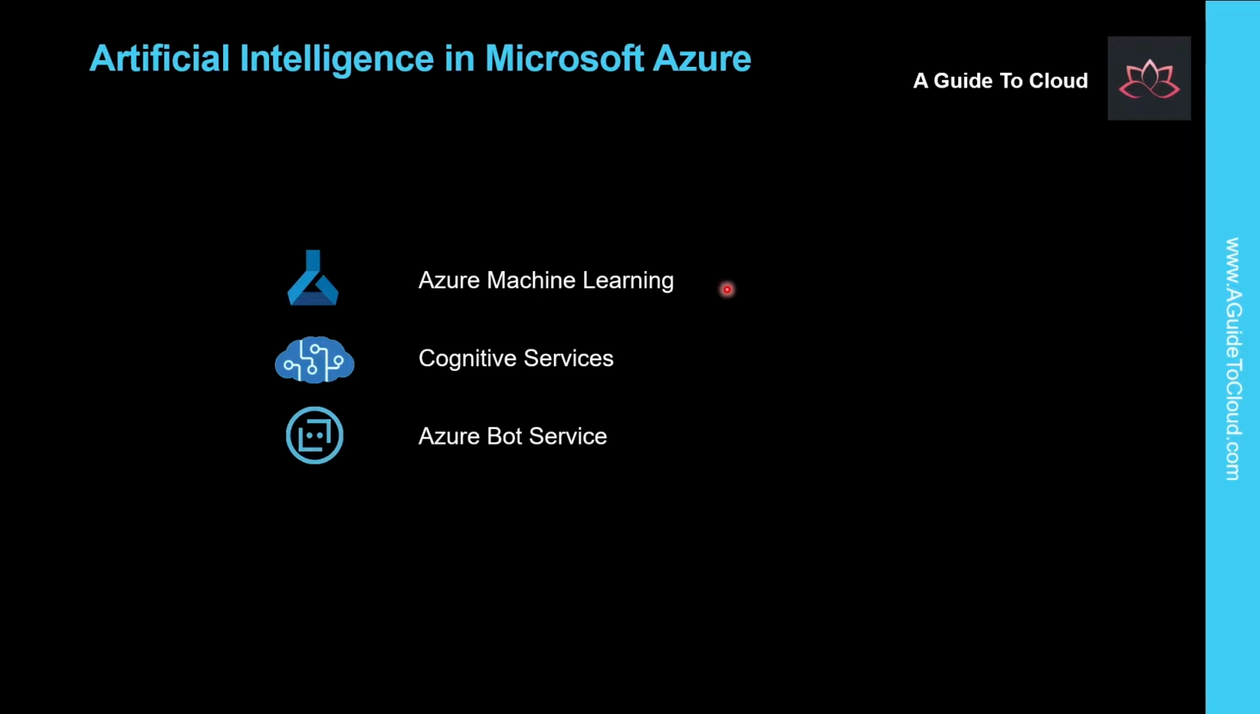The first one is Azure Machine Learning. This is a platform for training, deploying, and managing machine learning models. The second one is Cognitive Services. Cognitive Services include a suite of services developers can use to build AI solutions. And the last, not the least, is Azure Bot Service. This is a cloud-based platform for developing and managing bots.